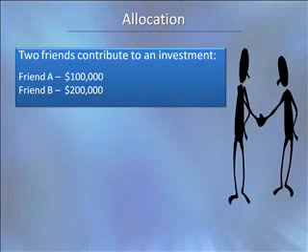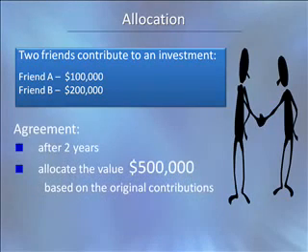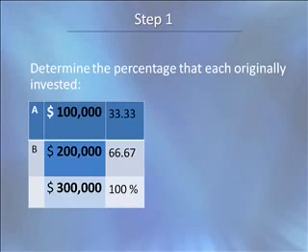Let's work with an allocation problem. Two friends contribute to an investment. Friend A contributes $100,000. Friend B contributes $200,000. Per the agreement, after 2 years, the friends will allocate the value, which is $500,000, based on the original contributions. The total investment was $300,000. We now need to determine the percentage invested by each friend.